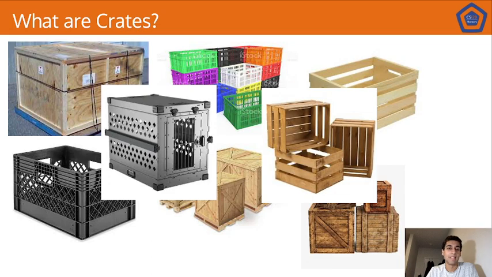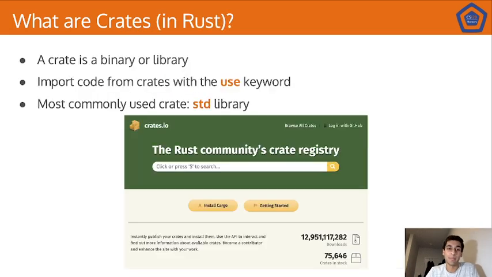Not really. Crates in Rust are binaries or libraries. So your project, in and of itself, is a binary. You're producing an executable. Crates could also be libraries, pieces of code that you pull from the central crate registry, some other developer's piece of code that you can use in your project. So you import code from crates with the use keyword. Most commonly used crates are in the standard library. There are no downloads or installations required. They are built into Rust.